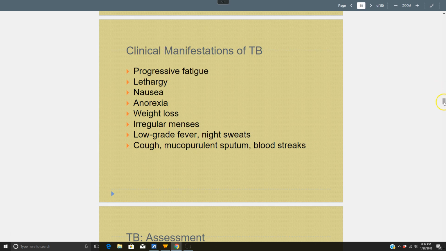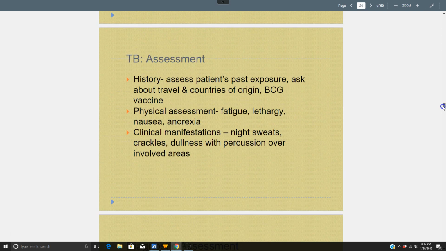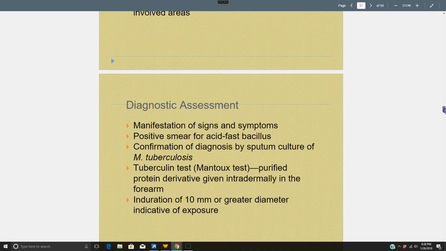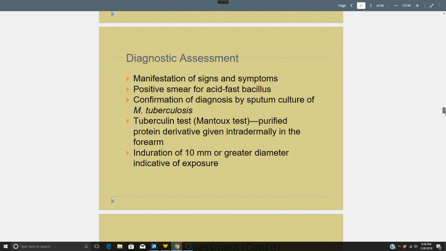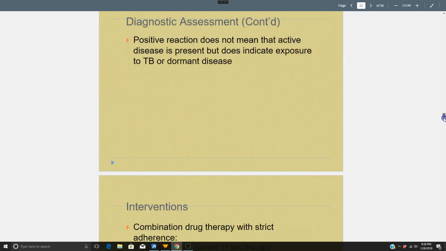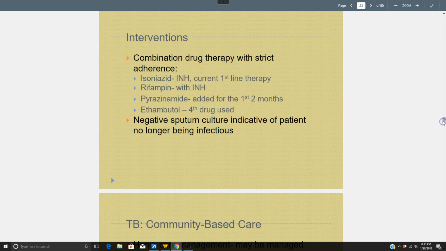All right. And this is, again, how we assess someone with TB, kind of looking at their health history. Have they been traveling somewhere? This is how we diagnose it. And then all these combination drug therapies with strict adherence, and that's another part of the teaching that we definitely teach our patients about.